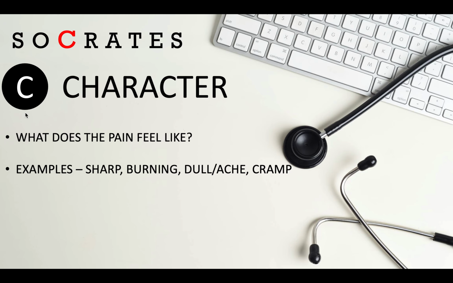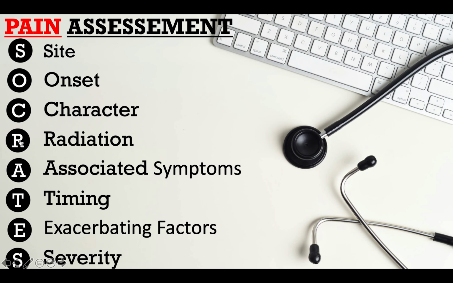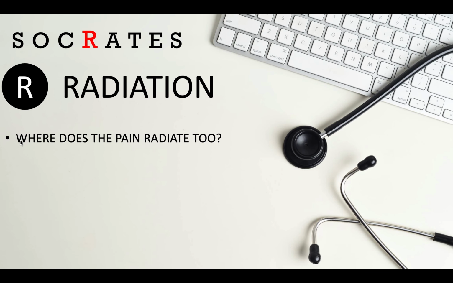So after character, you want to touch on radiation. Where does the pain radiate to? This is important because it's going to tell you about the nerve root patterns of it. Also, different diseases and different pathologies radiate to certain areas. For example, appendicitis starts in the umbilicus and then goes to the right iliac fossa. Chest pain classically goes to the left shoulder, neck, or between the shoulder blades. So again, this is now helping to zone in on those differential diagnoses.